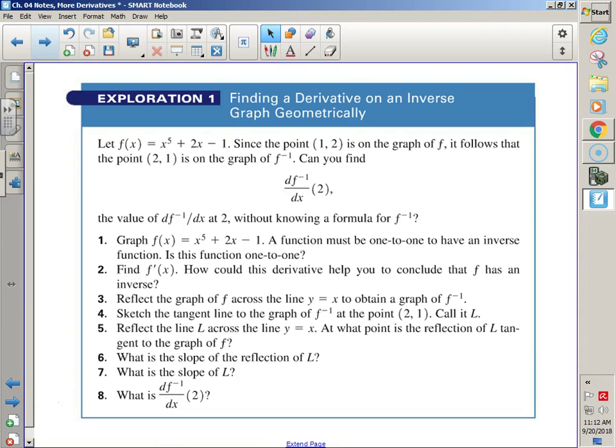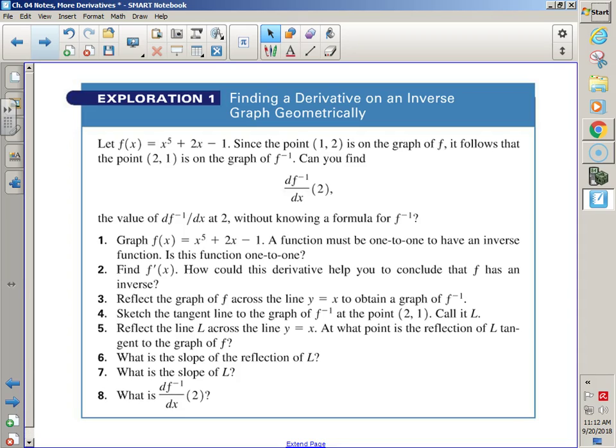What is going on? Do you have to write all these words? No, but I do want you to write the important information. What function are we going to be discovering, exploring with? Okay, f of x, x to the 5th plus 2x minus 1. Get it down. We have the point 1, 2 on f. We have the point 2, 1 on f inverse because x's and y's switch, right?